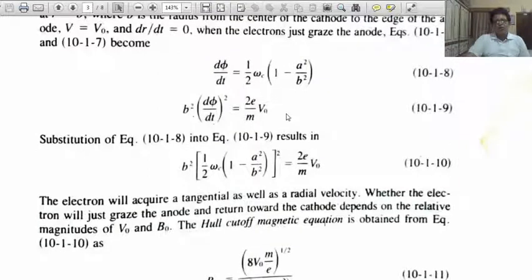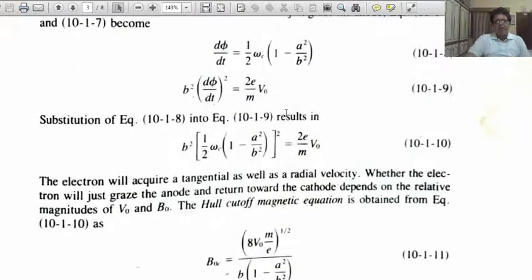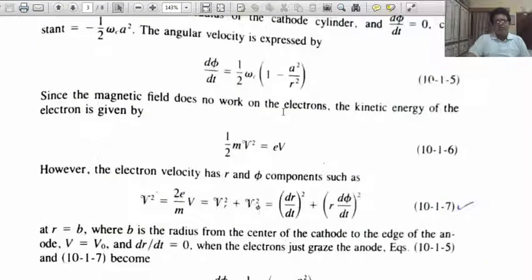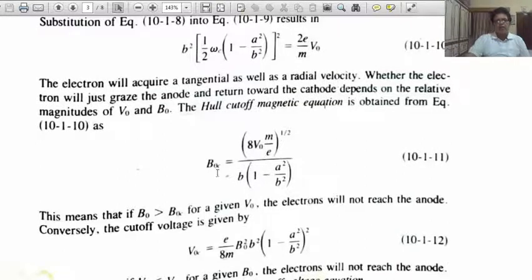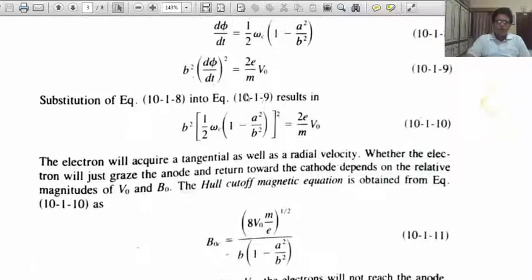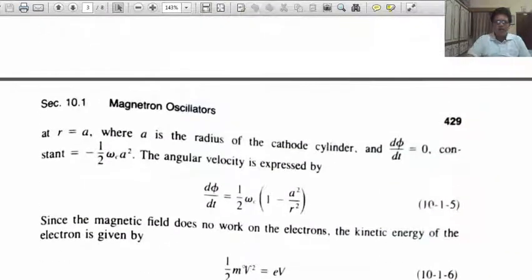So your condition for magnetic field becomes B0c equal to (8V0 m upon e) raised to half upon b (1 minus a square upon b square). You just put the omega c. What is omega c? You know what is omega c? Omega c we defined here.